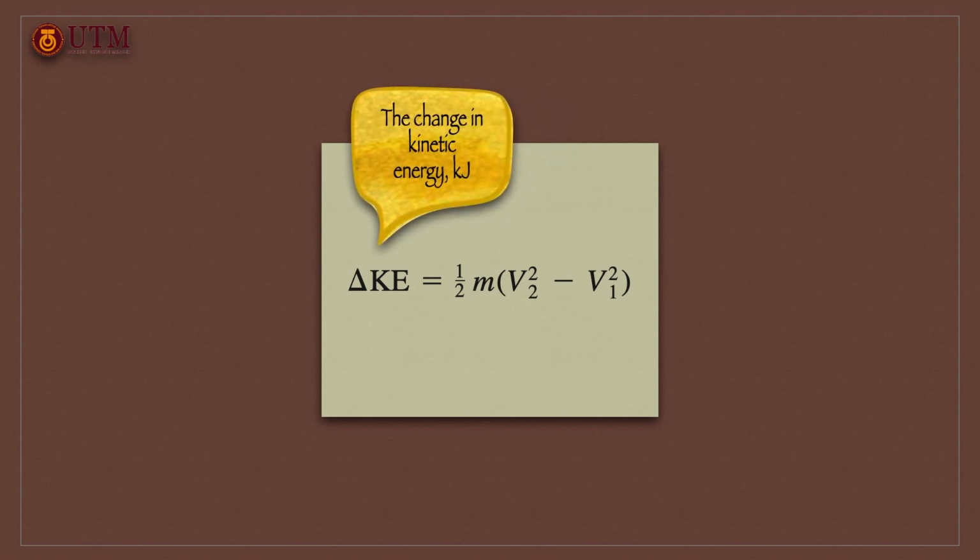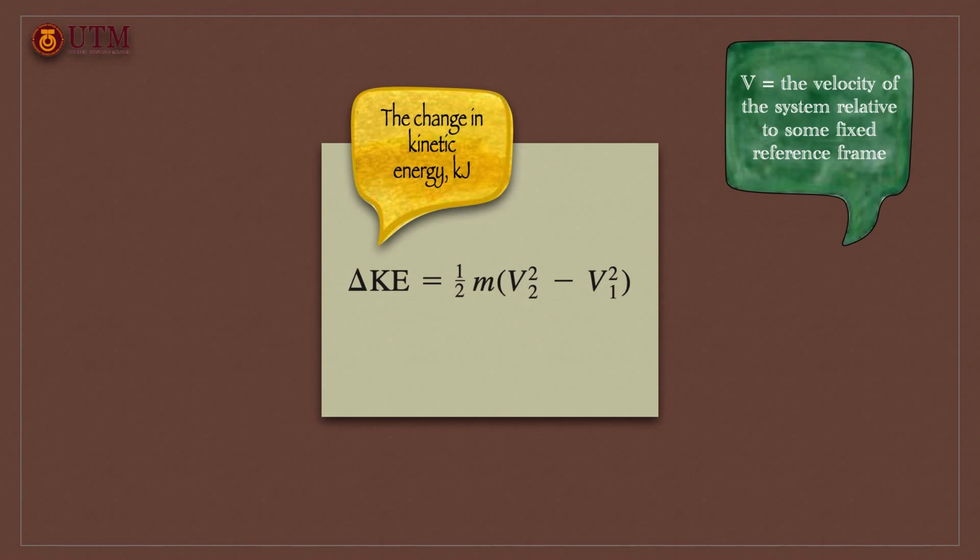Delta KE represents the change in kinetic energy. And finally, delta PE is the change in potential energy.